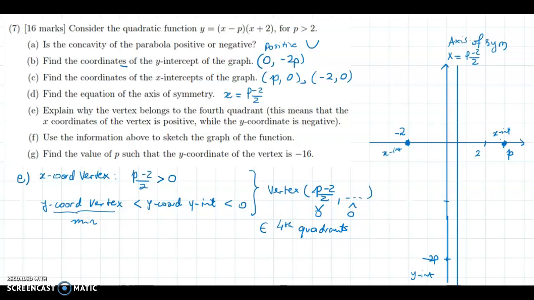So with the information that we have so far, we have to sketch the graph of the function. So I'm going to add an auxiliary point that also has y-coordinate minus 2p. It's going to be here, just symmetric with respect to the axis of symmetry. And then I'm just going to do my best to sketch this as nicely as possible. Okay, this is a sketch.